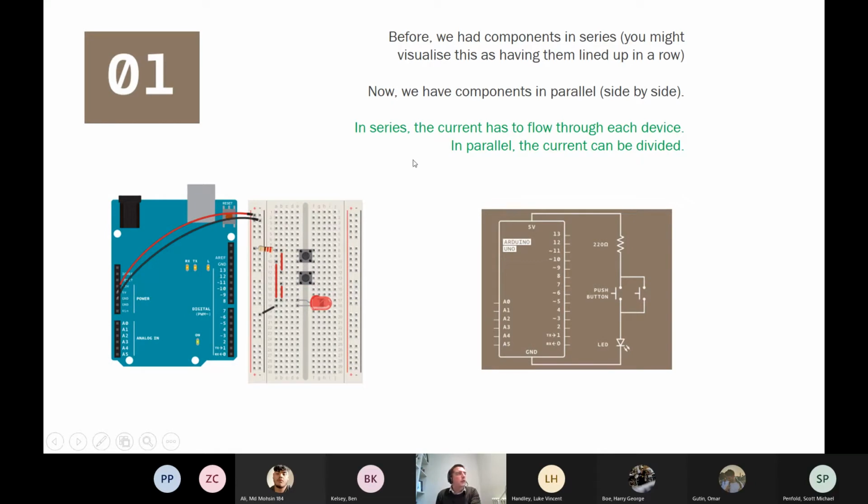And I guess this sentence in green maybe kind of summarizes that. In series, the current has to flow through each device. In parallel, the current can take different routes, so it can be divided.